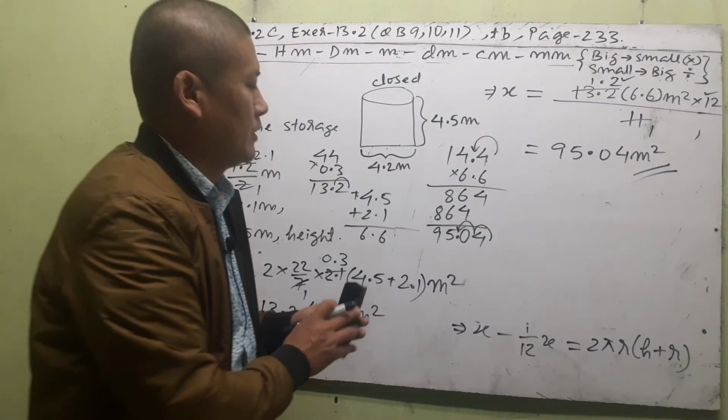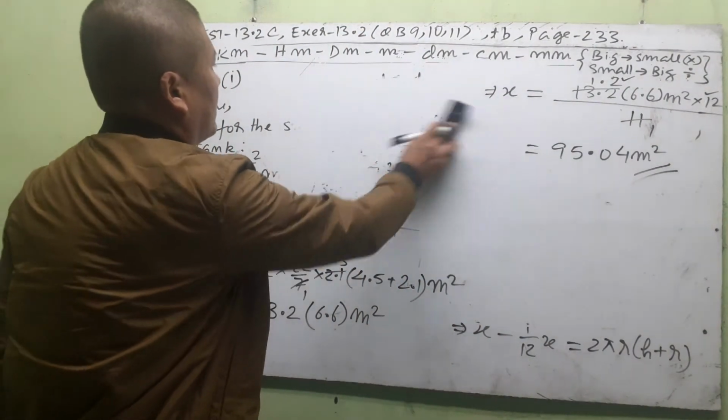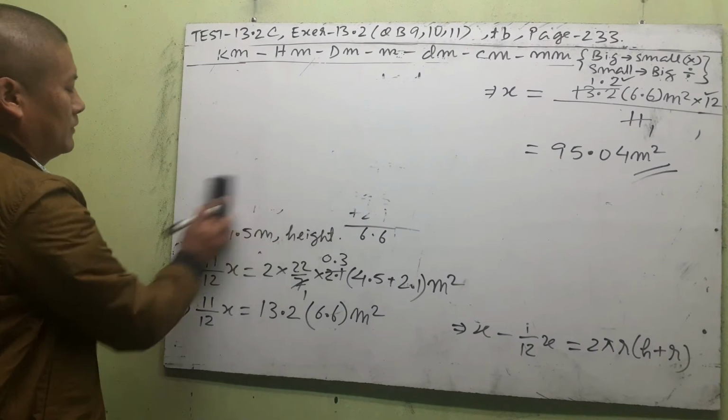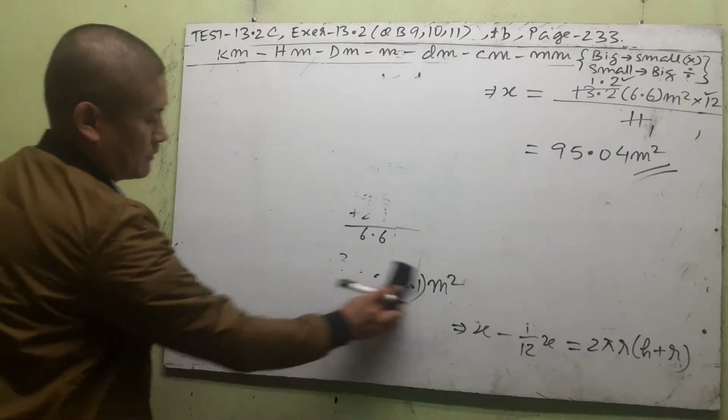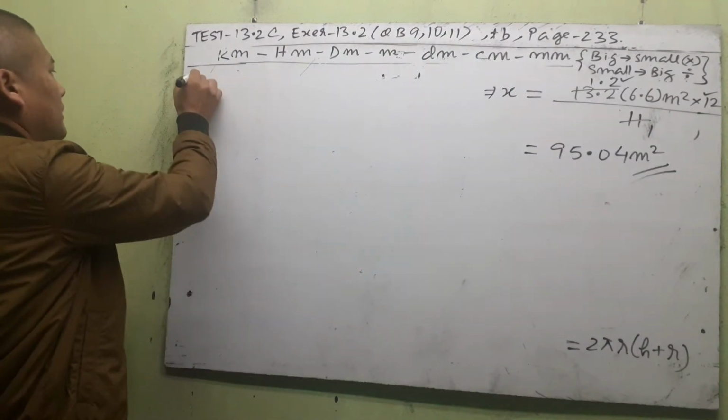So we can just stop there, then 9. Next we go to 10. Okay, 10. B10.